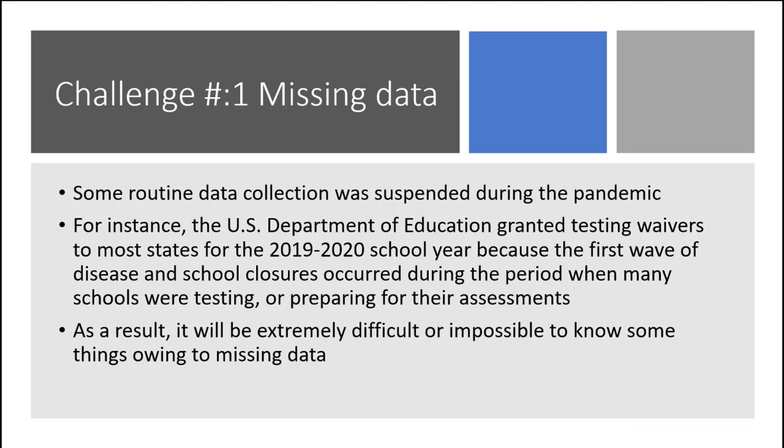And because of that, there are some things that we just can't know. Like what percentage of fourth graders were proficient in math in the spring of 2020? We don't know. And there's really not a way to know that, most likely. If you happen to know, this doesn't mean that it's unknowable.